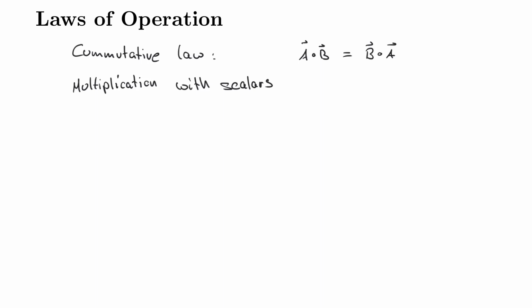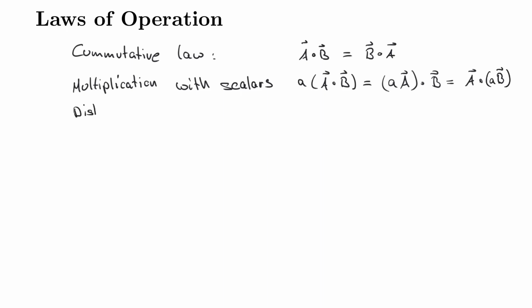You probably remember this from high school, that if you have a scalar A and you multiply it by A dot B, that this is equal to A multiplied by the vector, and then you dot it with B. Or likewise, it's also equal to A dot AB. So this is all the same, and that is the multiplication with scalars. That leads us to the distributive law.